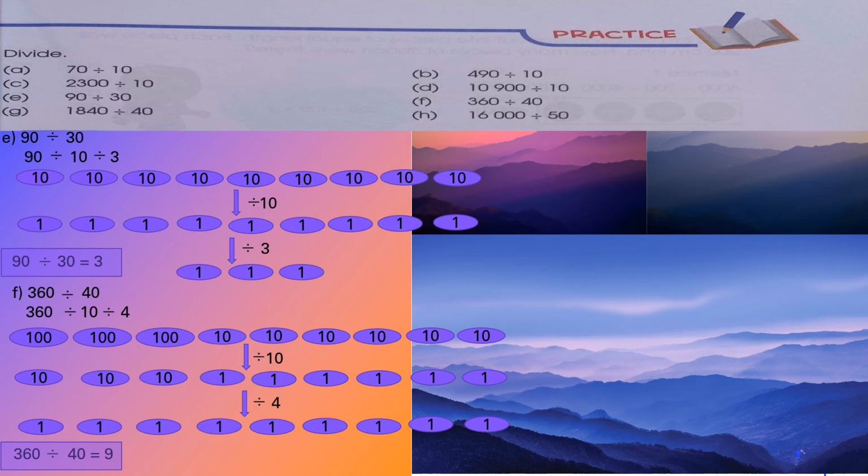For part F, we have 360 divided by 40. 40 is going to be broken up into 10 and 4. 360 means 0 ones, 6 tens and 300. These are going to be divided by 10, and we have 3 tens and 6 ones. Now these 3 tens and 6 ones are further going to be divided by 4, which is basically 36. So we have 9 ones, as we know that 4 into 9 is 36. So when 360 is divided by 40, the answer is 9.